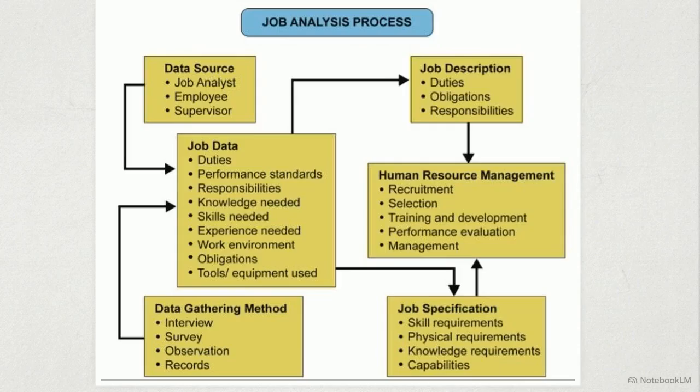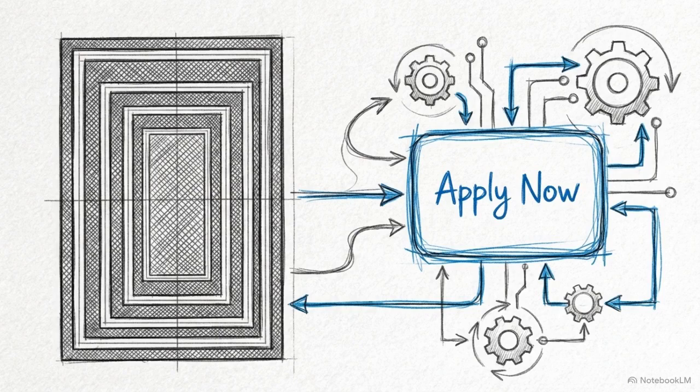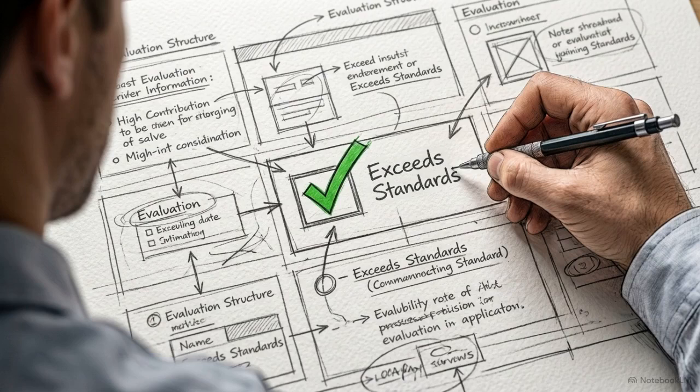Returning to our process flowchart, we can see how these finalized outputs, the description and the specification, now feed directly into the central hub of human resource management. Organizations apply these documents immediately. They use them to draft highly targeted job advertisements, engineer precise training programs tailored to specific skill gaps, and conduct performance evaluations based on the verified standards established during the analysis.